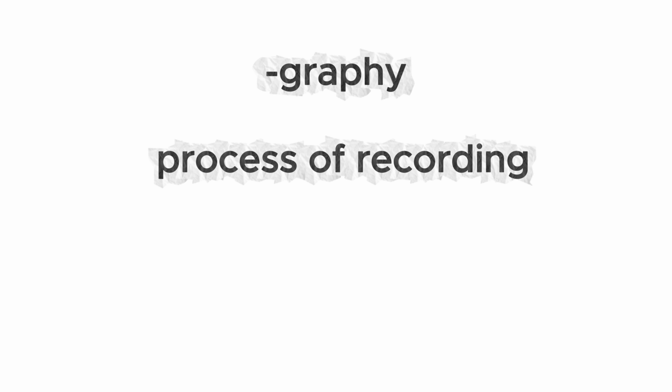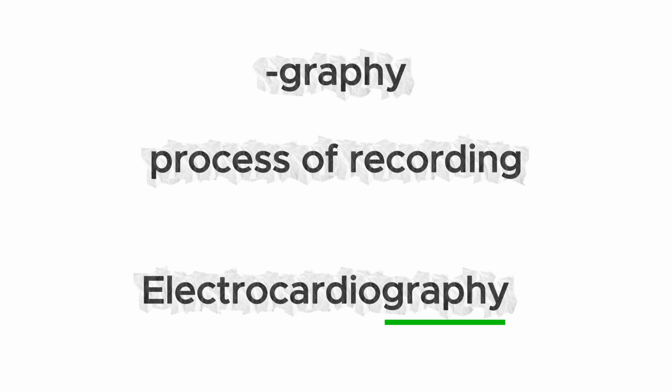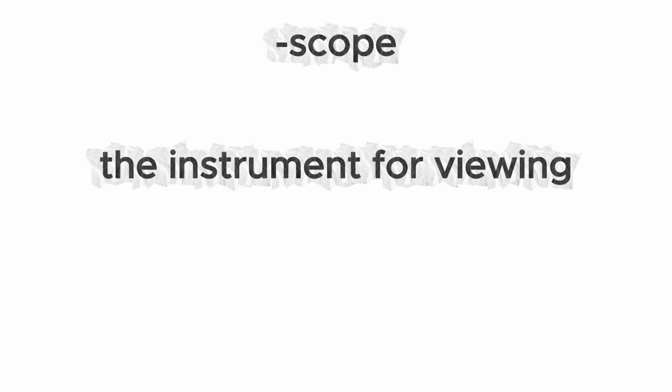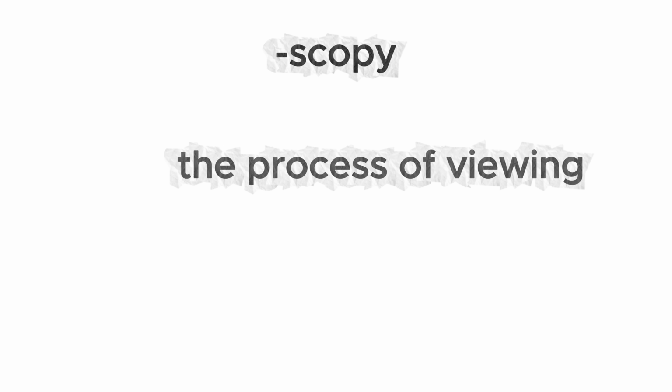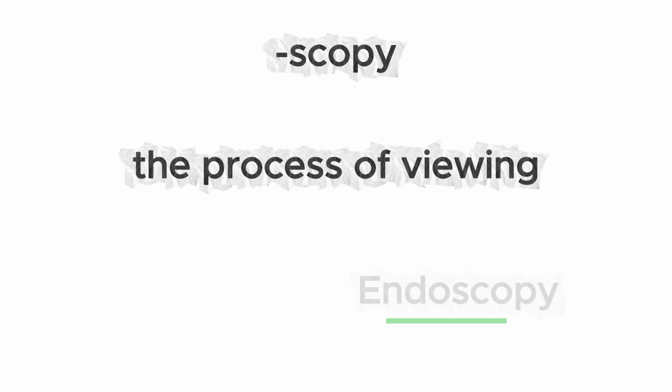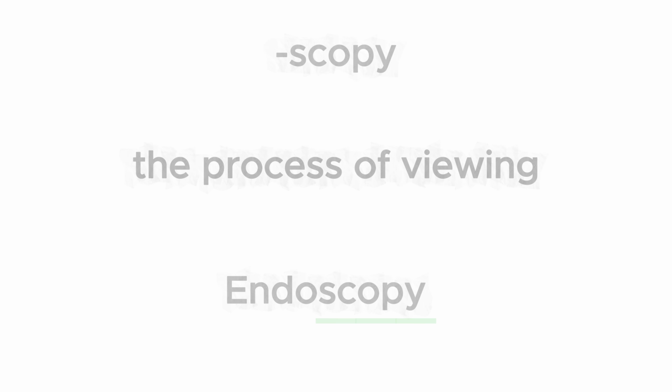Finally, graphy means the process of recording. For example, electrocardiography, the recording procedure of the heart's electrical activity. A very similar group of suffixes is scope and scopy. Scope is the instrument for viewing. Like an endoscope, it's the device used to view inside the body. Now scopy means the process of viewing. For example, in the word endoscopy, it's the procedure to view inside the body.